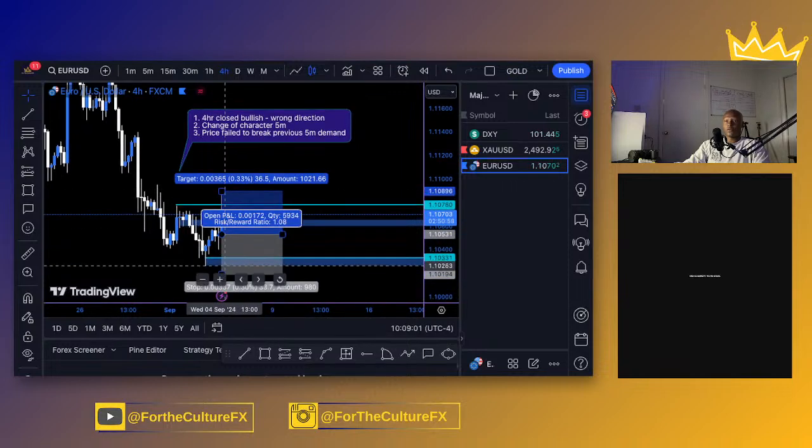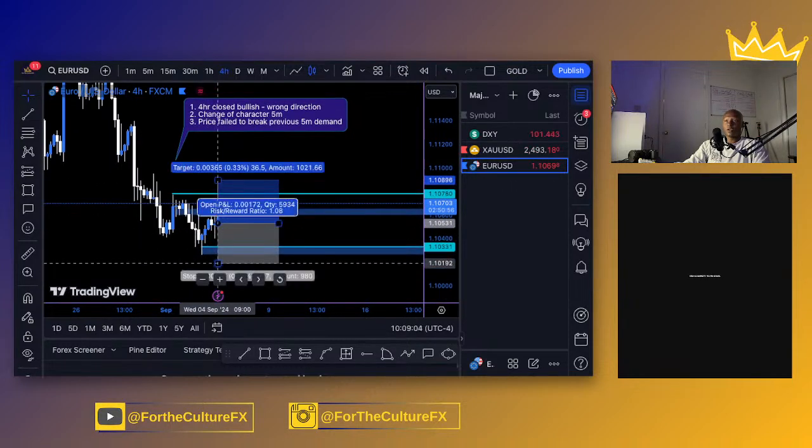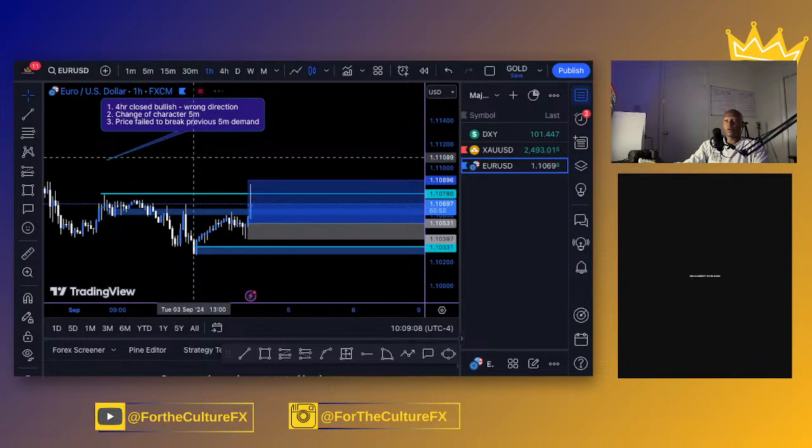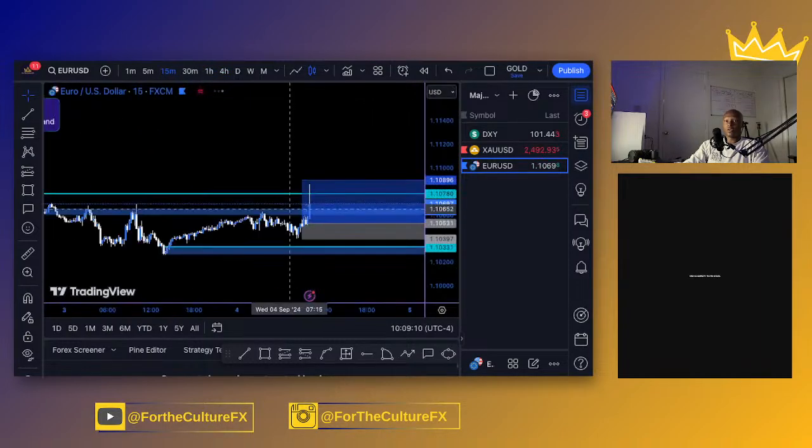To trade in the direction, a stop loss, likely below that previous 4-hour candle. Well, no, it wouldn't have been the 4-hour candle. It'd have been within this 1-hour.